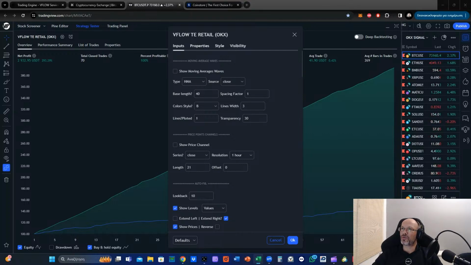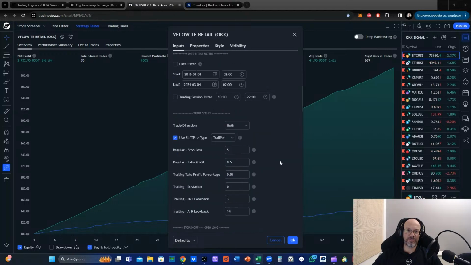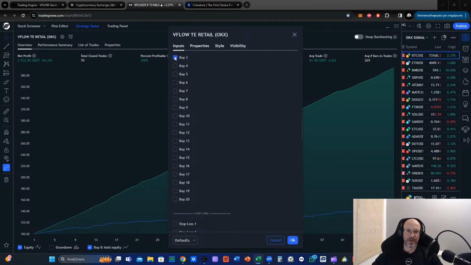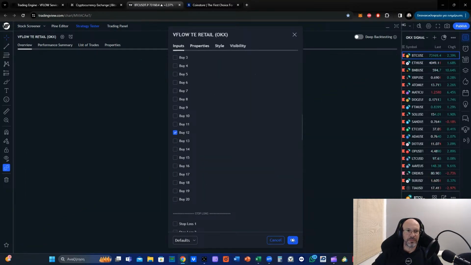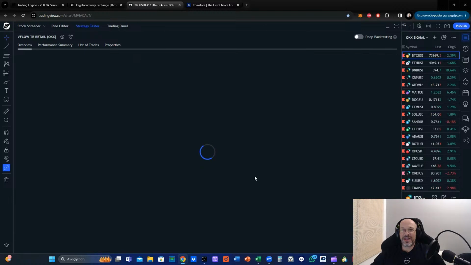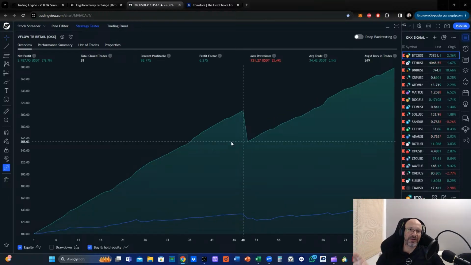So next, let's try 12 and see what we'll get as a result. Again, this is the Bitcoin bot. We are trading Bitcoin on the 1 minute chart at OKX, a perpetual futures contract. And we can see that everything is going very well. We have 4 different buy signals that are working perfectly with 100% profitability.